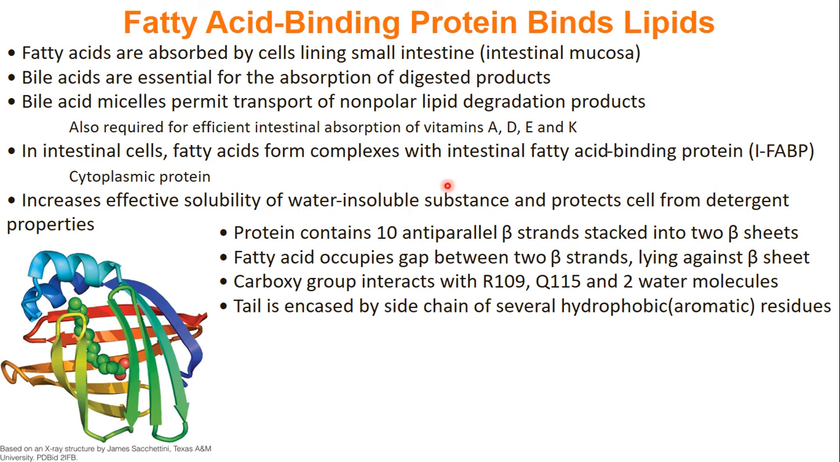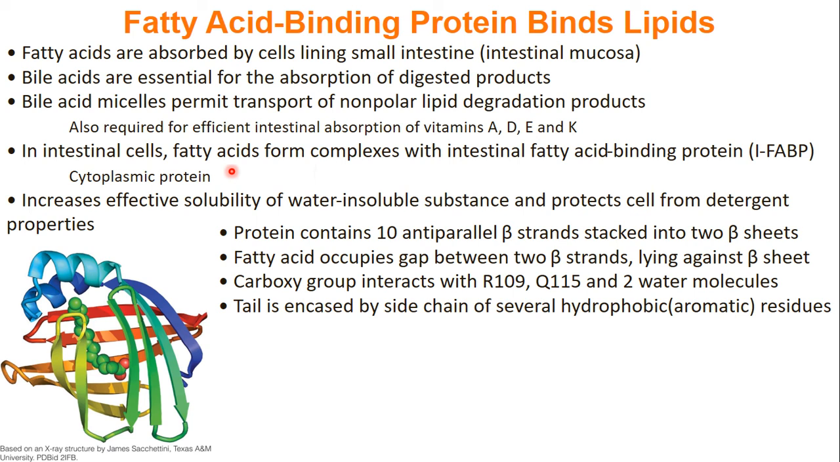Now, once absorbed in these intestinal cells, our fatty acids are going to form a complex with the fatty acid binding protein, IFABP, intestinal fatty acid binding protein. Finally, an enzyme name that makes sense. And this protein is found in the cytoplasm.